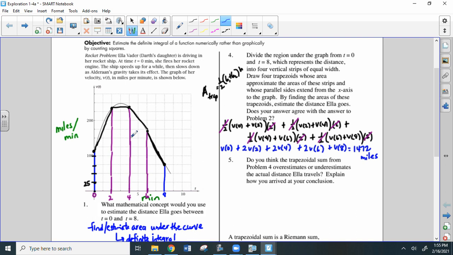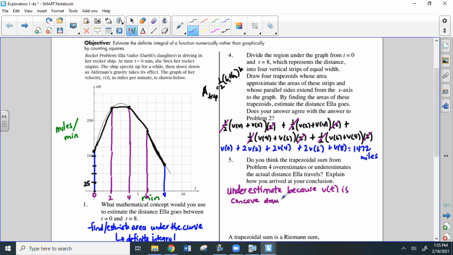Okay, so if you look at the picture, you can see you've got a little bit of space that's not accounted for when you draw your trapezoids. So it is definitely an underestimate. But why? I need a specific reason. When you're using trapezoids, underestimates and overestimates are based on concavity. So it's an underestimate because V of t is concave down.